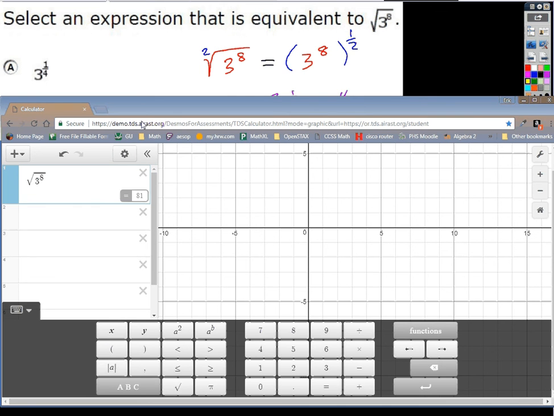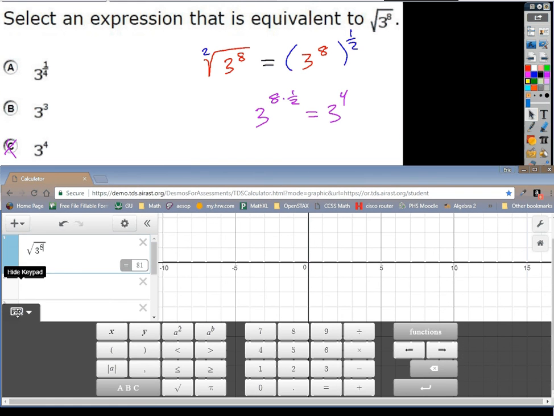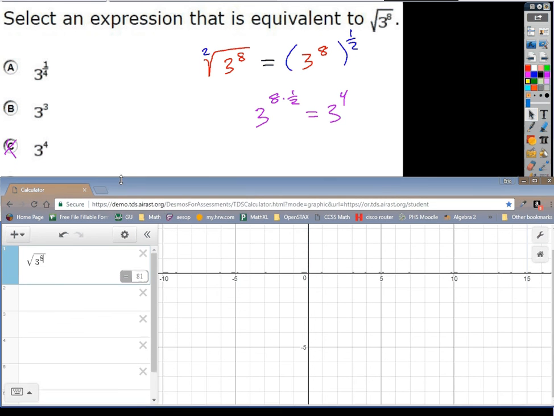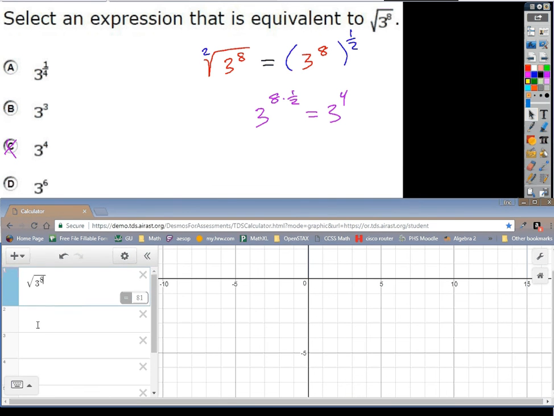Then all I would have to do from that point is just try each of those and see which one's going to give me the right answer. Which one's going to give me 81. So if I do 3 to the 1/4, no dice, right? So we'll go ahead and replace the 1/4 with a 3. 3 cubed is 27. Nope. 3 to the 4th is 81. We got it, right? So if you can use Desmos, it's easy to check or do the problem that way.